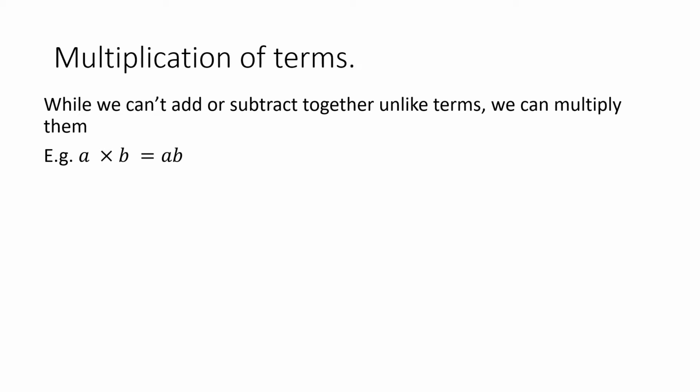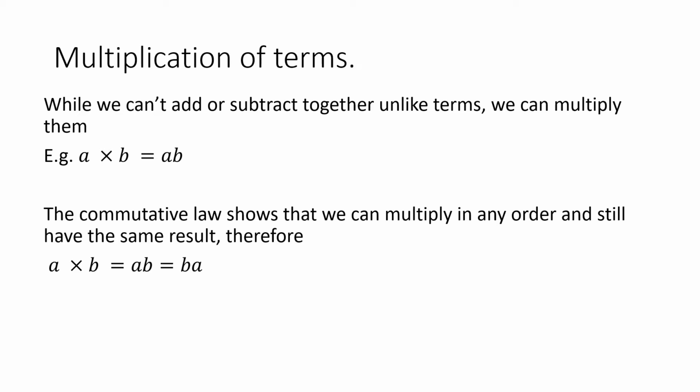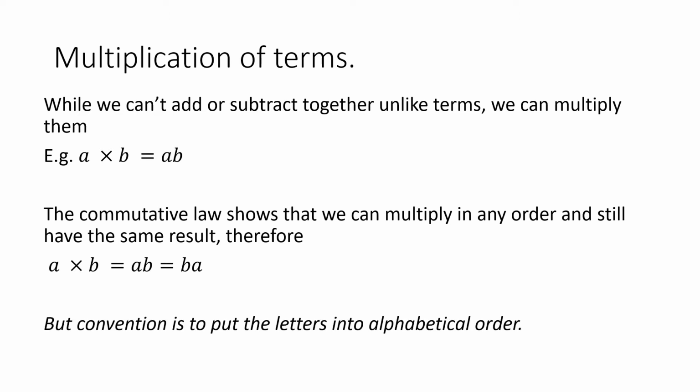So for example, here we have A multiplied by B is equal to AB. Remembering that touching means timesing, we've removed that multiplication symbol. Now, the commutative law states that we can multiply in any order and still get the same result. And so therefore A times B is equal to B times A. So we can write it as AB or BA. They are the same thing, but the convention is to put the letters into alphabetical order.